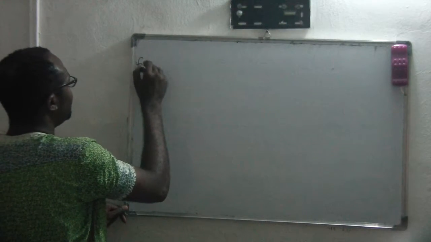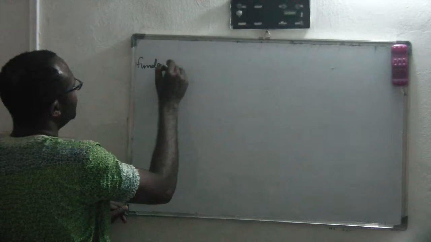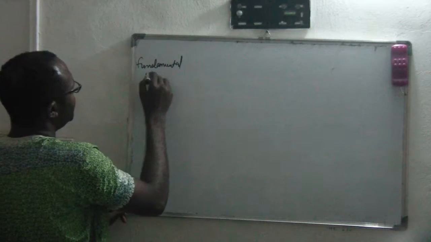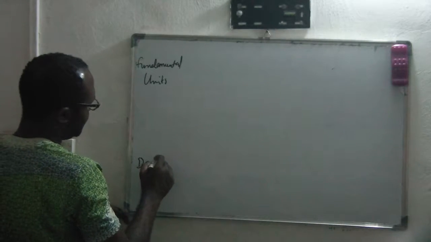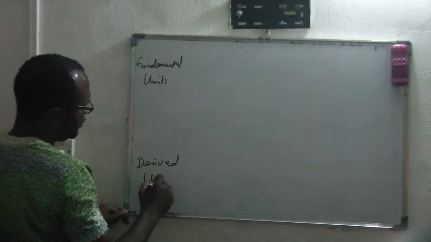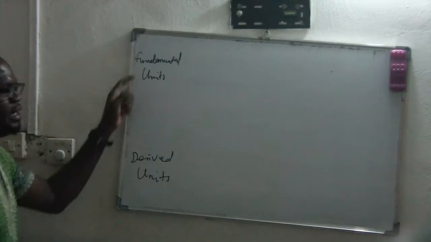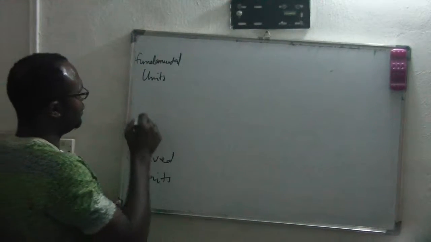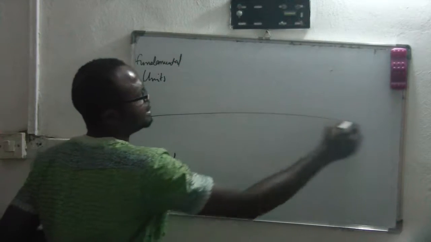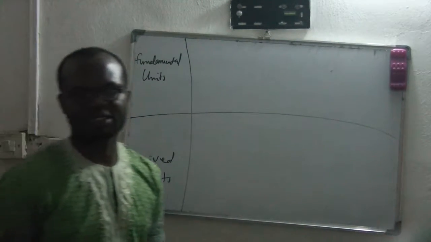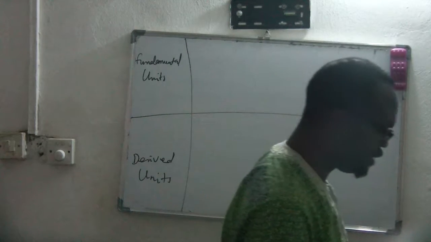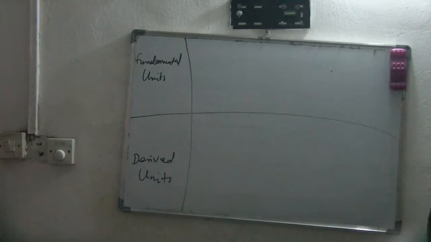So we say we have fundamental units and derived units. Those are the two types of units that we have in physics: fundamental and derived units.